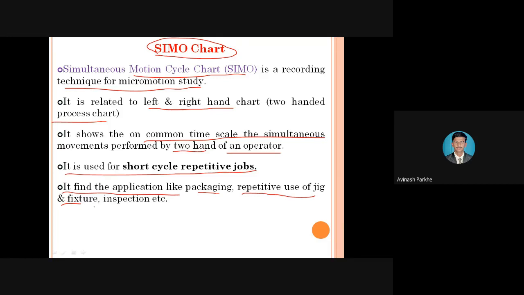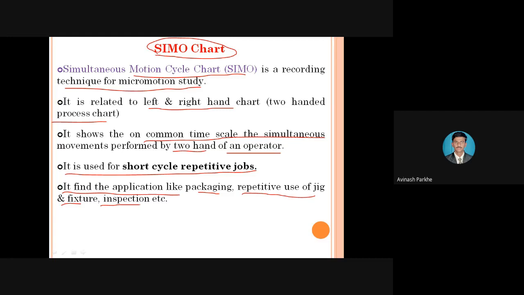Again, one more application is inspection. Inspection means checking the dimensions. If the product is manufactured and I have to check the dimensions, I take the measuring equipment. Maybe I will take the vernier caliper, the scale, the micrometer, the screw gauge. Again and again I am taking all the inspection devices for measuring purposes. That means here again the repetitive movements are taking place.